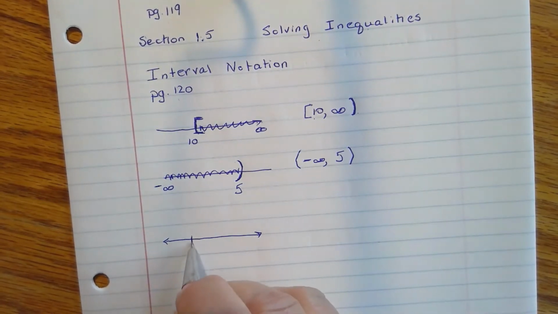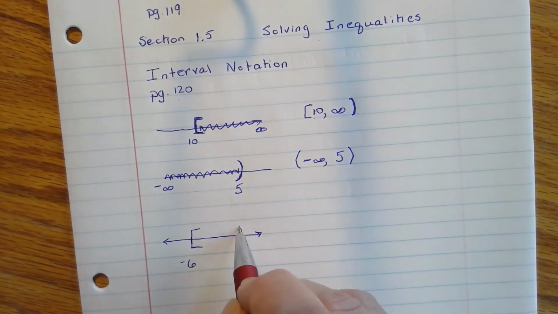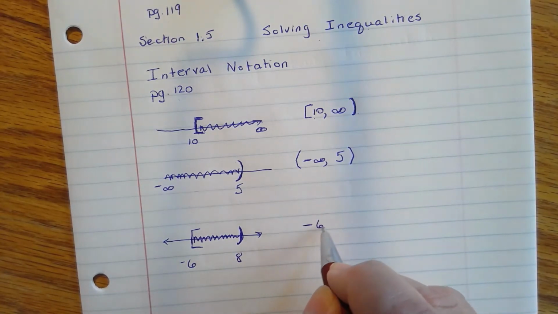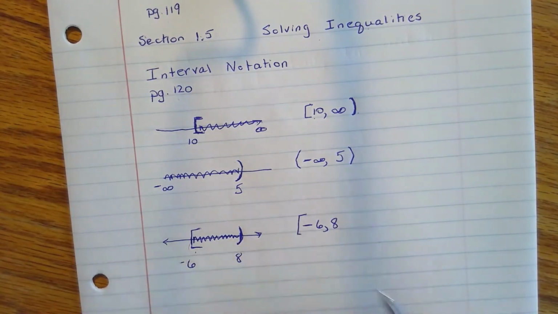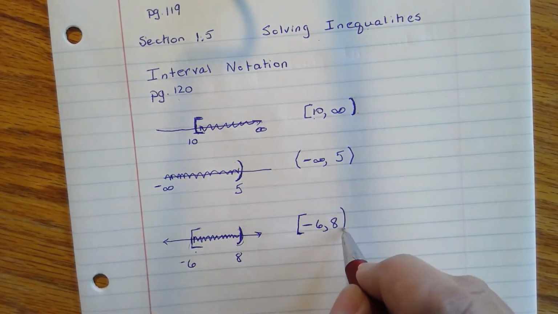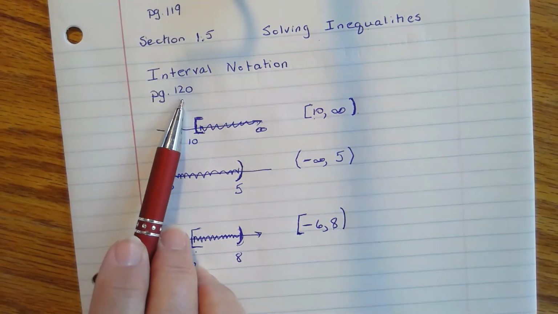Let's say you want to go from negative 6 to positive 8. And let's say the negative 6 is included and the positive 8 is not. And we want to talk about all the numbers between there. Remembering that we go left to right, you would write the negative 6, then the 8. Because the negative 6 is included, you'd use a bracket. And because the 8 is not included, you would use a parenthesis. So these are outlined in that chart on page 120, and I think that would help you.